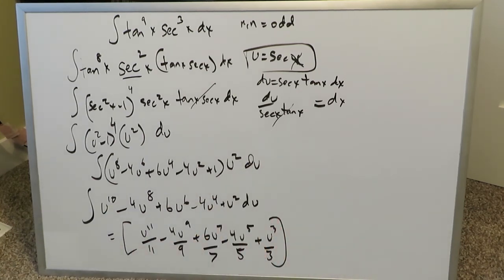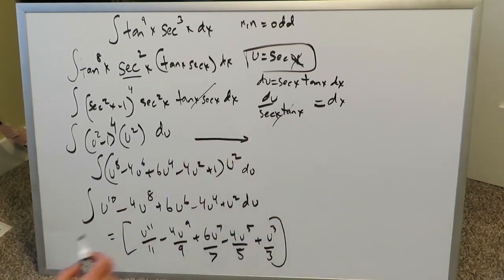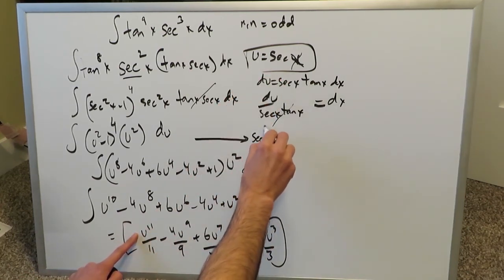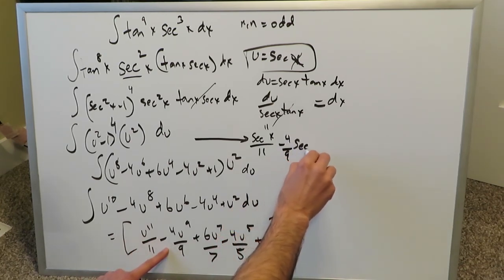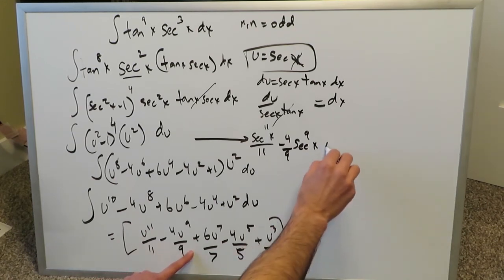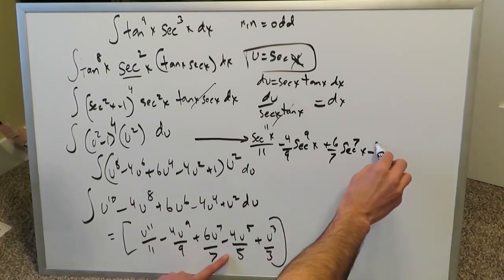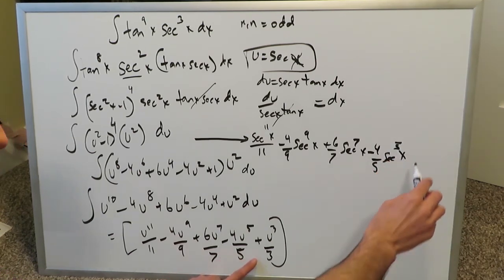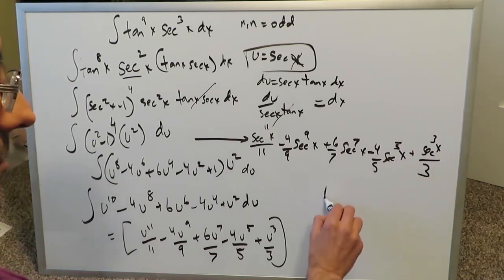The final answer is going to take a little bit of space only because when you bring in the secants, we have to be a little neat with our writing. The final answer will be right after this arrow. We'll plug in the u's, which are secant x. We'll have secant to the 11x over 11. Then we'll have minus 4 over 9 secant to the 9x. Then we'll have plus 6 over 7 secant to the 7x. Then we'll have minus 4 over 5 secant to the 5x. And then we'll have plus secant cube x over 3 plus c.